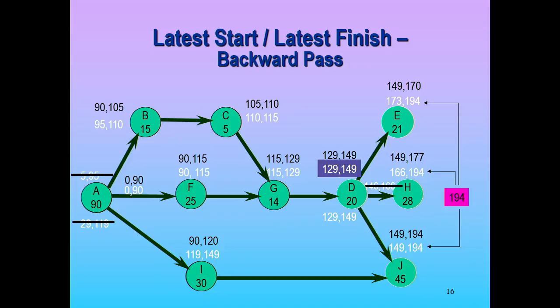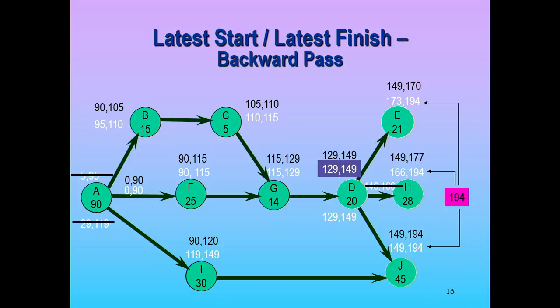The answer is none, right? So think about this. We have activities that have slack. This one has 5 days. This one has 5 days. But we have activities that have no wiggle room, 0 slack. Can you identify the activities in that path that have 0 slack? What are the activities? A, F, G, D, and J.